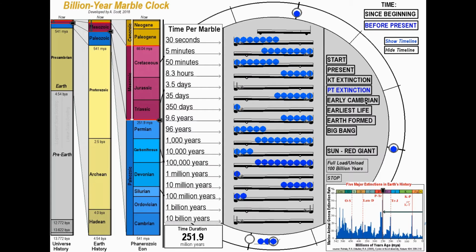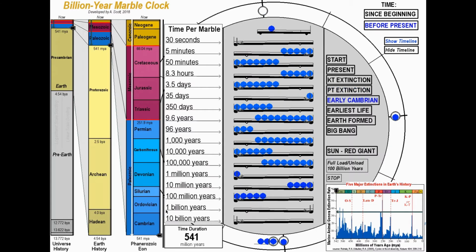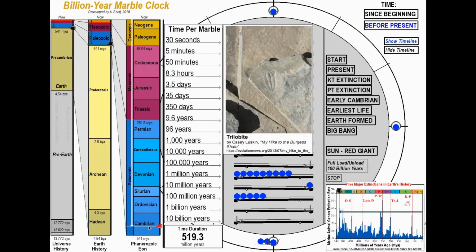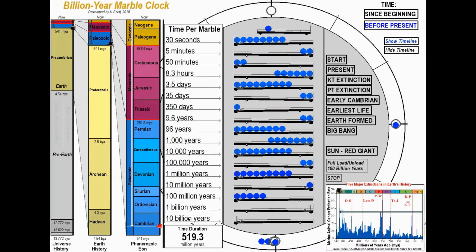The next step takes us back to the beginning of the Phanerozoic Eon, or early Cambrian. This marks a profusion of biomineralizing organisms that left clear fossils in rock layers due to their hardened or stiffened tissue.